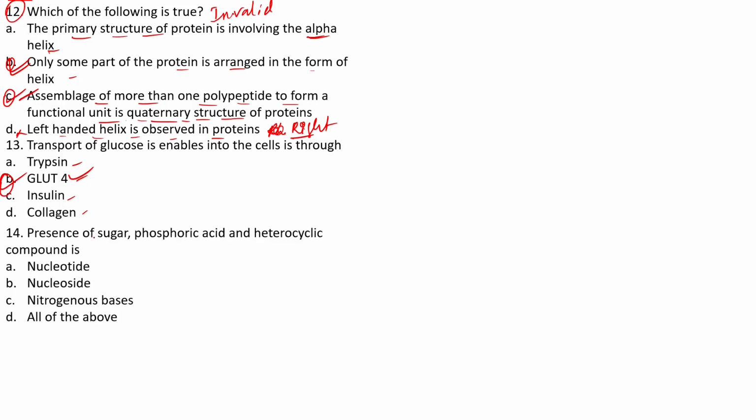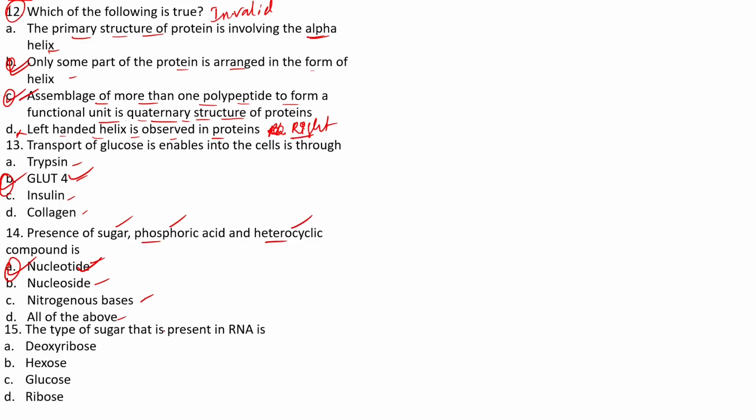The next one: the presence of sugar, phosphoric acid, and heterocyclic compound is a nucleotide, nucleoside, nitrogenous base, or all of the above. It is mainly the nucleotide. Okay, it is the nucleotide that is mainly formed by the sugar, phosphoric acid, and the heterocyclic compounds.